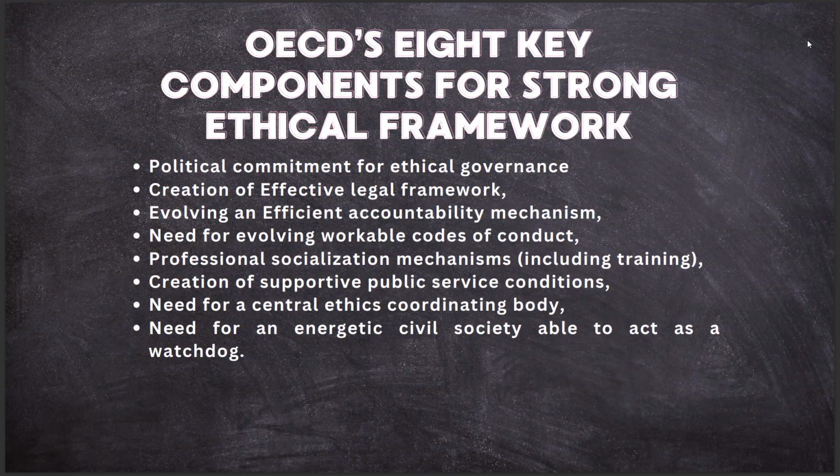Moving on to the OECD's 8 key components for a strong ethical framework. Political commitment for strong ethical governance. The politicians must be committed towards ethical governance, and they should not be involved in illegal practices. The next point is creation of an effective legal framework, with proper laws, rules, and regulations clearly laid out. Then, evolving an efficient accountability mechanism. All civil servants must be held accountable, and a proper mechanism must be evolved so that checks and balances can be maintained.